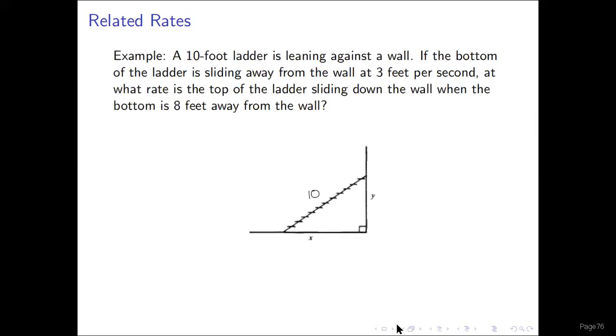A 10-foot ladder. Remember, you attended that live session or watched the video asynchronously. A 10-foot ladder is sliding down the wall, with the bottom sliding away from the wall at the given rate of 3 feet per second. And then we wanted to find the rate at which the top of the ladder is sliding down the wall, at the moment when the bottom is 8 feet away from the wall.